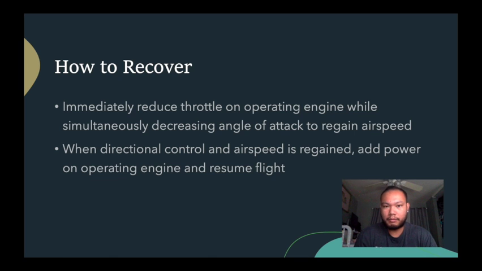So how we recover from the VMC demo? We pull the throttle back on the engine that's working while simultaneously decreasing the angle of attack. So we go back to straight and level flight. So pull the throttle back while pushing the nose down to increase airspeed to blue line. And once we've reached blue line and we've maintained directional control, we can put the throttles forward and resume flight.